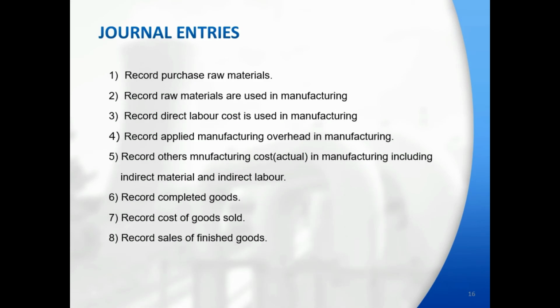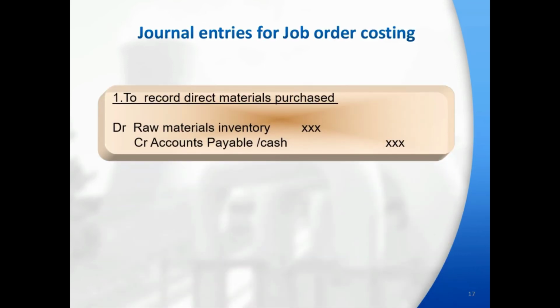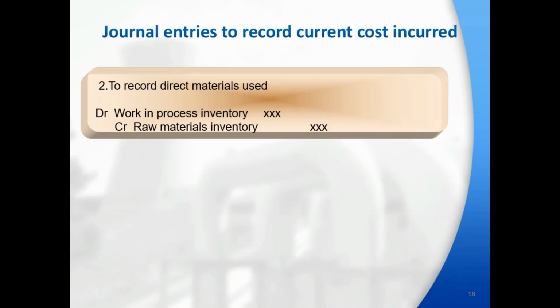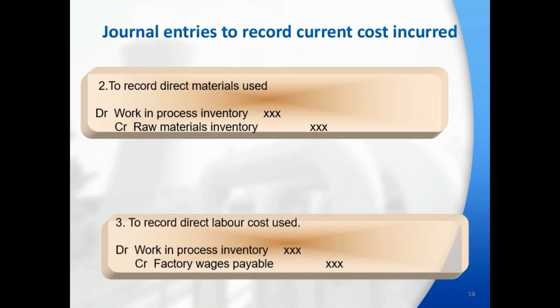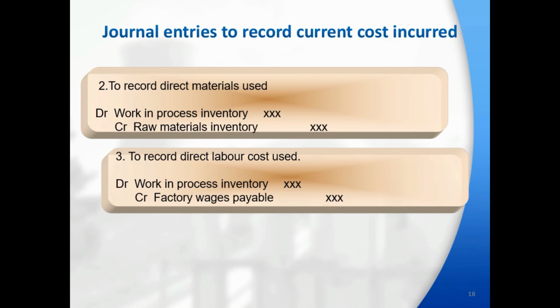Journal entries. There are 8 journal entries in job order costing as listed below. To record direct material purchase, debit raw materials inventory and credit accounts payable or cash. Journal entries to record current costs incurred. To record direct material use, debit work in process inventory and credit raw materials inventory. To record direct labor cost used, debit work in process inventory and credit factory wages payable.